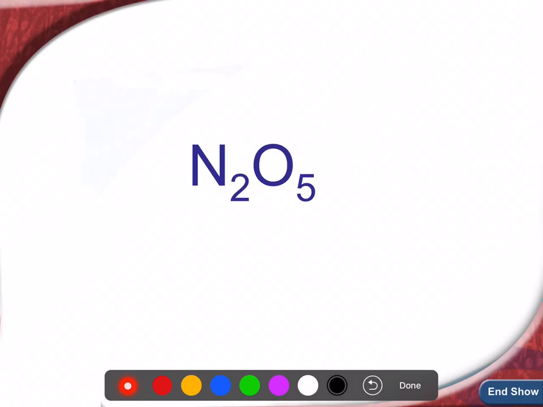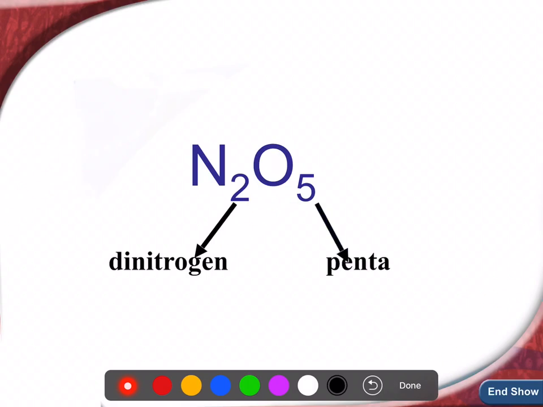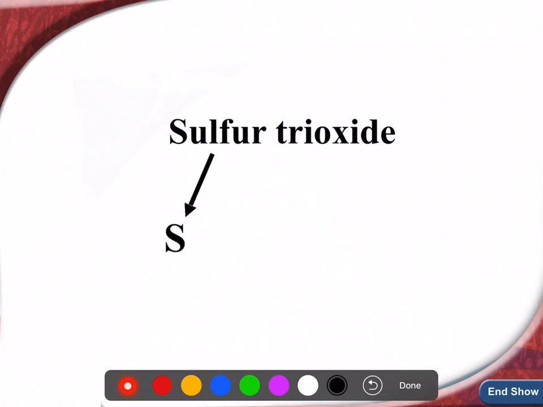Now the other thing you have to remember, this is what I was looking for, thought it was on that last slide. If the second element starts with a vowel, a lot of times you will omit the ending vowel on the prefix. So instead of pentaoxide, it's pentoxide. If you had 1 oxygen instead of monooxide, it's monoxide. That doesn't happen with the di and tri. It's still dioxide. It's not doxide. It's dioxide and trioxide. But for the most part, you're going to omit the ending vowel.